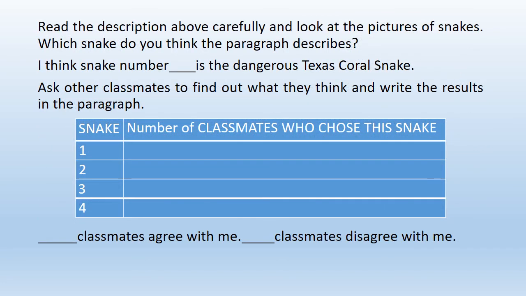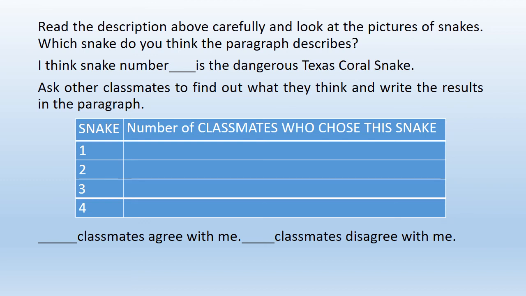Read the description above carefully and look at the pictures of snakes. Which snake do you think the paragraph describes? I think snake number blank is the dangerous Texas coral snake. You have to write the snake number 1, 2, 3 or 4 which you think is the dangerous Texas coral snake. Ask other classmates to find out what they think and write the results in the paragraph. Snake number 1, number of classmates who chose the snake. 2, number of classmates. 3, number of classmates. And 4, number of classmates.